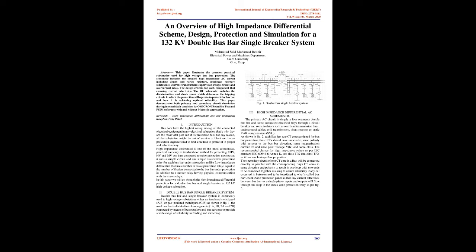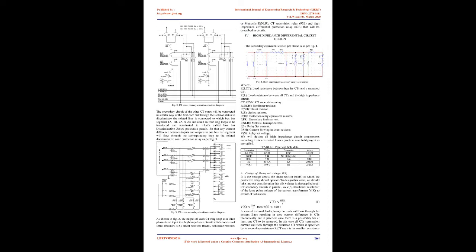3. High impedance differential AC schematic. The primary AC circuit is simply a 4 segments double busbar and some connected electrical bays through a circuit breaker and some isolators, such as overhead transmission lines, underground cables, grid transformers, shunt reactors or static VAR compensators, SVC. As shown in Figure 2, each bay has 2 CT cores assigned for busbar protection. These CTs should have the same ratio, same polarity with respect to the busbar direction, same magnetization current I_M and knee point voltage V_K, and same class.